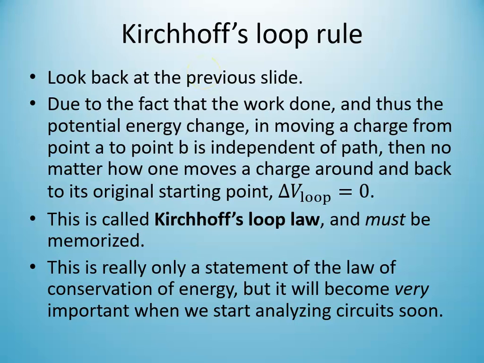It makes sense too. If you start at the top of the hill and you go snowboarding down to the bottom of the hill, and then you climb back up to the top of the hill, your change in gravitational potential energy and your change in gravitational potential is 0 for your net change. The sum of the delta V's along your loop was 0.